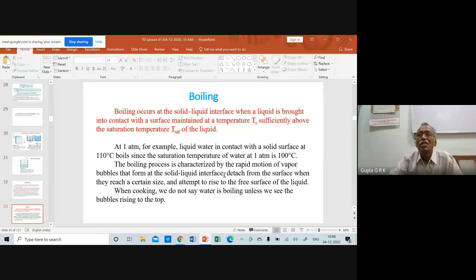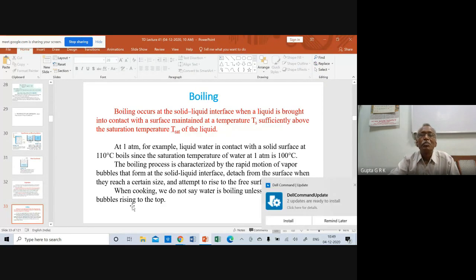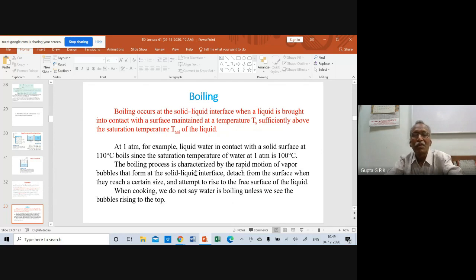The boiling process is characterized by the rapid motion of vapor bubbles that form at the solid-liquid interface, detach from the surface when they reach a certain size, and attempt to rise to the free surface of the liquid. Because these bubbles go up, the surface gets exposed to new liquid and that also gets boiled. When cooking, we do not say water is boiling unless we see the bubbles rising to the top. Only when bubbling is there do we call it boiling. Otherwise, it is like evaporation.